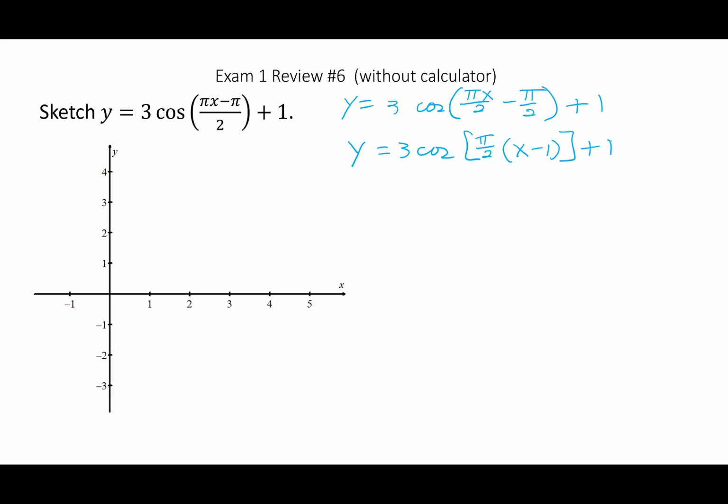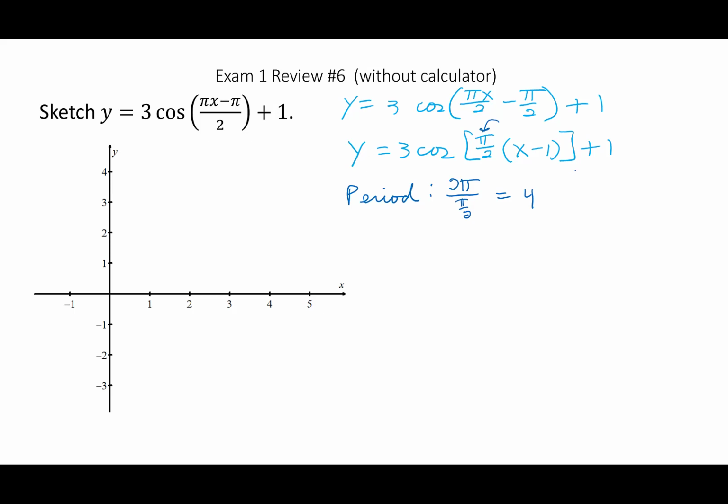So what have we got going on here as far as transformations? Well, let's see. I like to start with a period. So the period here, and let's make this just a little bit darker. We'll change colors. The period is going to be 2 pi divided by this number in front of the x minus 1, which is pi halves. 2 pi divided by pi halves is the same as 2 pi times 2 over pi, which is going to end up giving us 4. So we have a period of 4 for this problem.